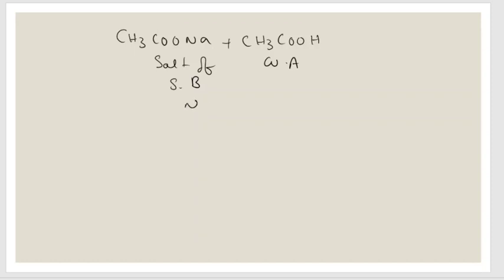If we consider a mixture of CH3COONa and CH3COOH, which is a weak acid, and CH3COONa is the salt of the strong base NaOH. Now, if we take that weak electrolyte in the aqueous solution, it splits into CH3COO- plus H+, right? As it is a weak electrolyte, equilibrium will be established.